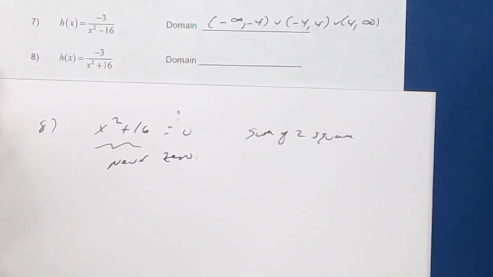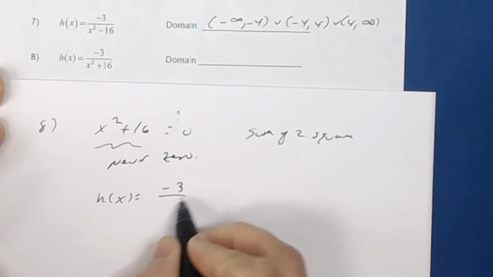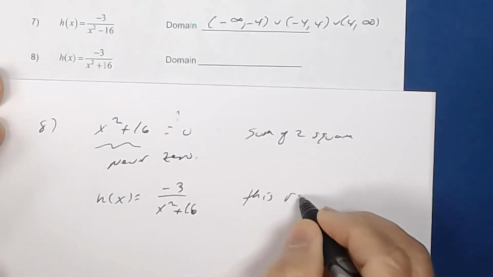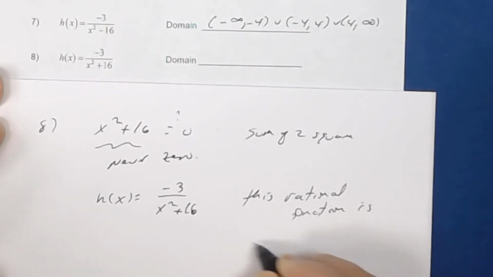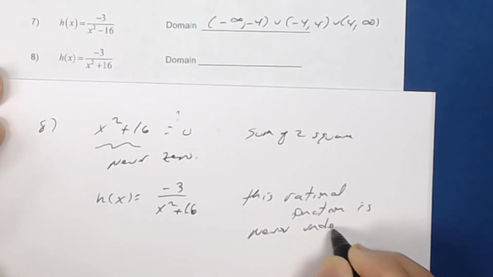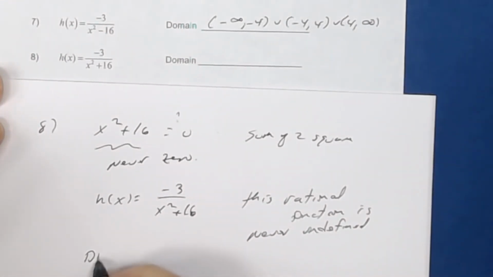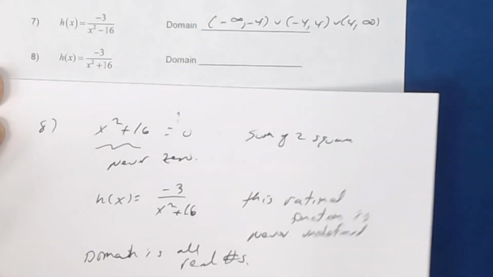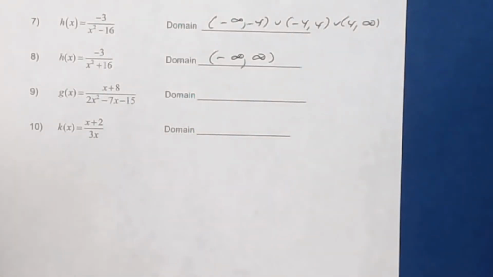So if I go back to my function, h of x equals -3 divided by x squared plus 16, this rational function is never undefined. All right, so that's never undefined. So what that means is that the domain is all real numbers. Domain is all real numbers. Okay? And so for number 8, you're going to say -infinity to infinity.